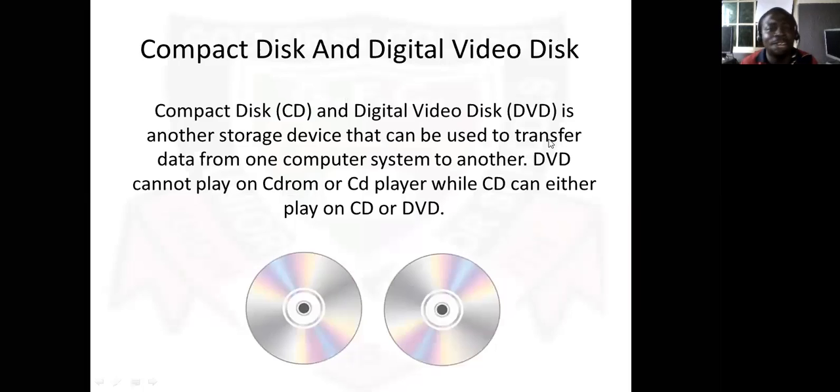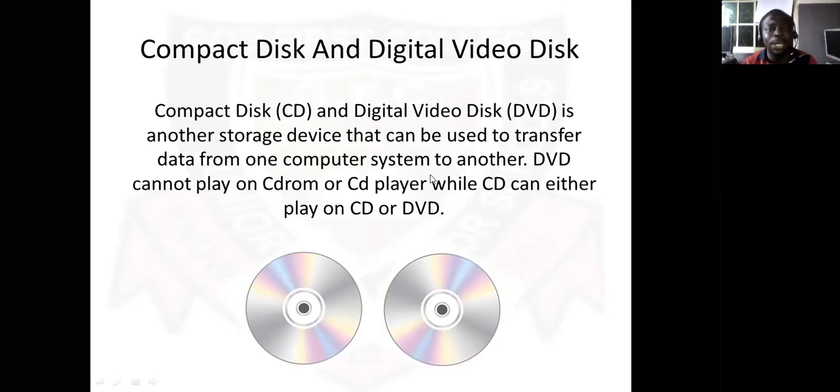Okay, now, the next thing I have here is the compact disc and DVD. Now, the compact disc or digital video disc. They are what? They are circular. In other words, it looks like a tire. I'm quite sure that you must have seen it at home. That's what you used to watch your own video. You understand? Now, CD represents compact disc, while DVD represents digital video disc. Can you see? CD means what? Compact disc. While DVD means what? Digital video disc. And it's another storage device that can be used to transfer data from one computer to another.